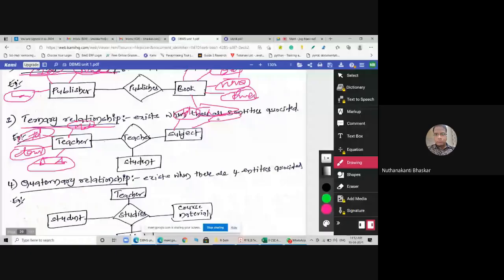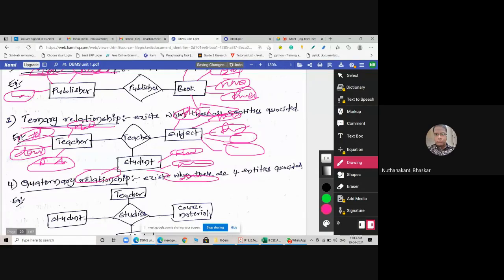Now subject: subject ID, subject name, and subject prerequisites, objectives, and outcomes. You can write like that. Now student means student hall ticket number, student name, student department, and student native address or phone number, whatever it is.